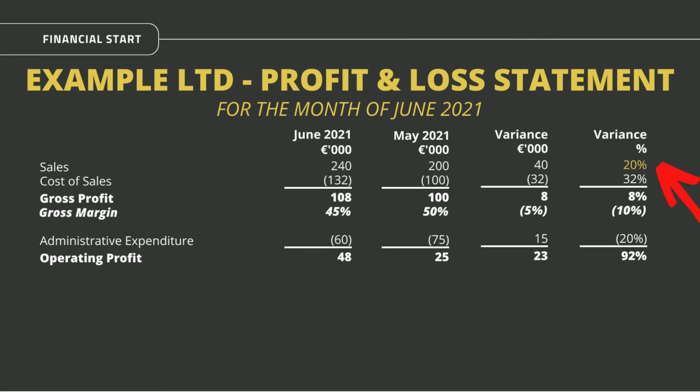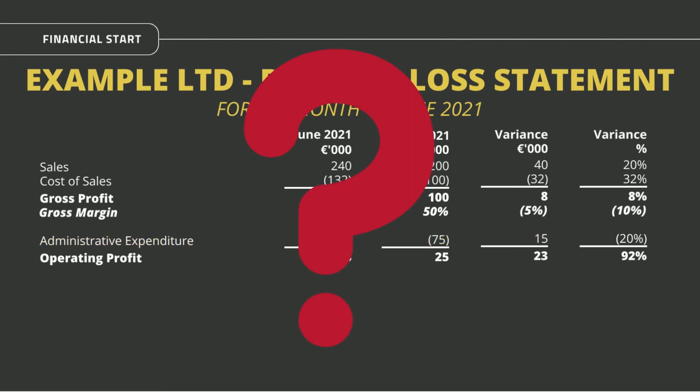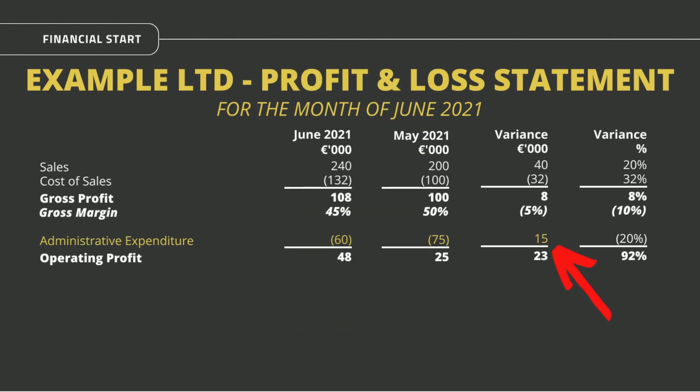The first item to note is that sales have increased by 20%. However, we can also see that the cost of sales have increased by 32%. The gross profit has also increased in line with sales, but not by the same percentage. We can also see that the overhead expenses were higher in May than in June, and this has positively affected operating profit. So what story can we extract from this?